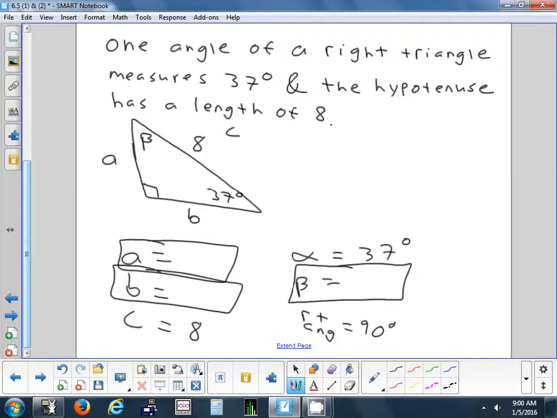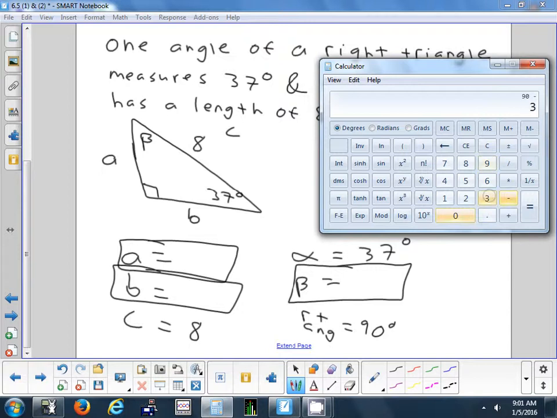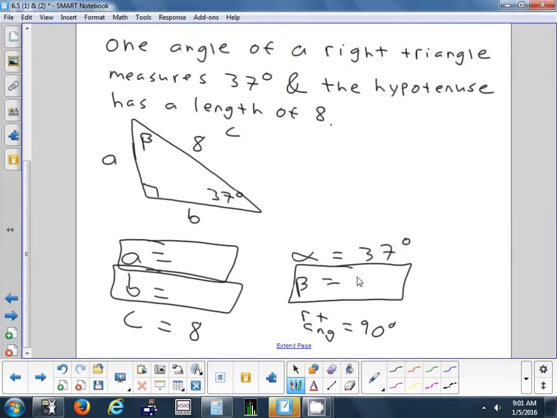Yeah, we can get beta quickly because all these angles have to add up to 180. Specifically, what do alpha and beta have to add up to? They're complementary. They add up to 90. All right. So just take 90 minus 37, and this is 53. Okay, so we got our first piece of information. All right, now we have to find A and B. Okay, you have a choice. It doesn't matter which one you do first. So I guess let's just do A first.